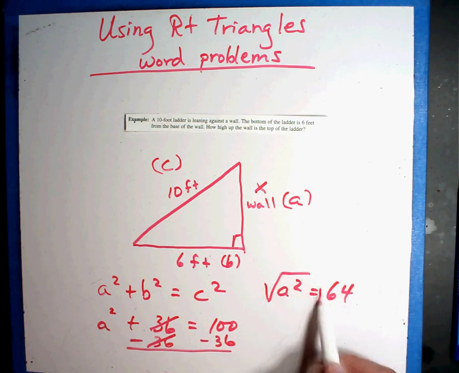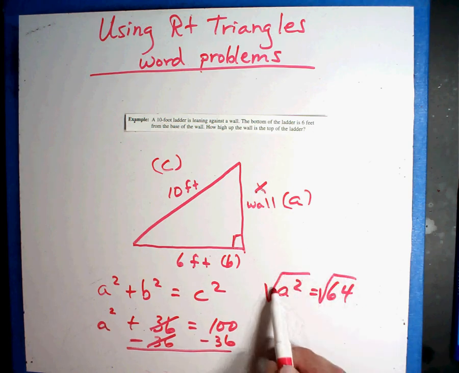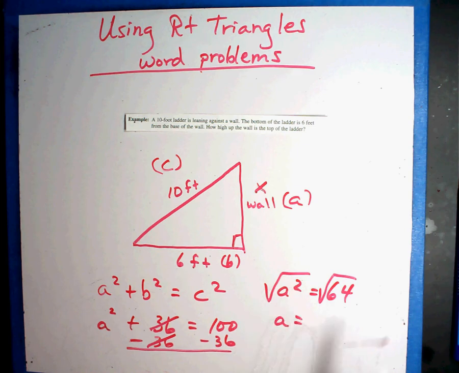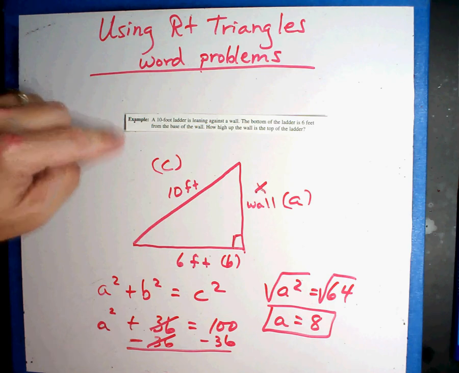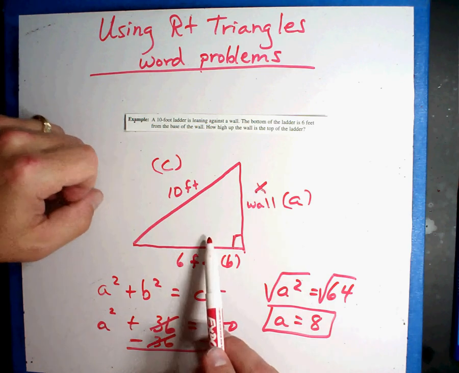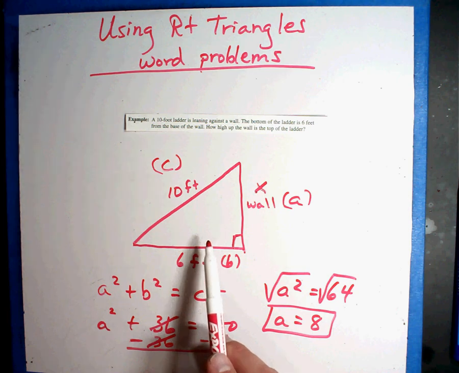Take the square root of both sides so that the square root and the square disappear. I'm about to get my answer. What times what gives me 64? The answer is 8. Really not too difficult. It's reading the words, drawing a little bit of a picture, and seeing what you get.